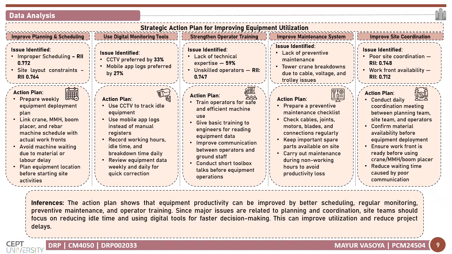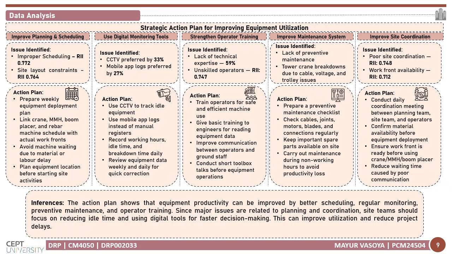The purpose of this action plan is to convert the research findings into practical measures that can be applied on construction sites. The first action area is improved planning and scheduling. Improper planning was the highest-ranked, with an RRI value of 0.772, and site layout constraint ranked second with an RRI value of 0.764. To address this, the project team should prepare weekly equipment deployment plans. The equipment schedule for the crane, boom placer, and rebar machine should be linked with actual work front availability.